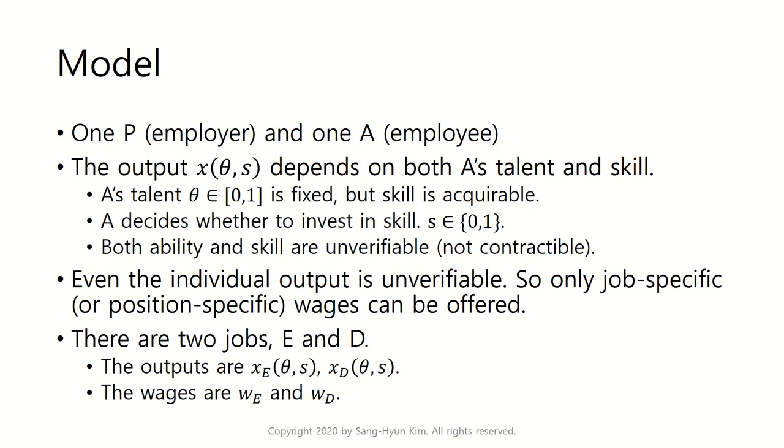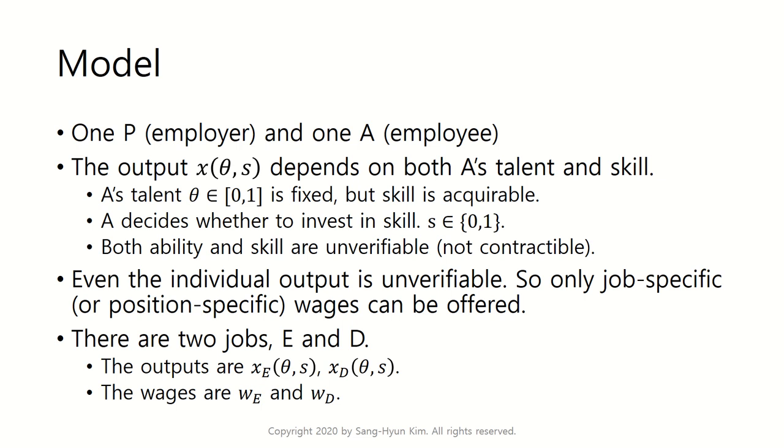And also more importantly, we'll assume that the output is not verifiable. So that's the key problem in this situation. In many situations in the real world, the output or the performance is not verifiable. So in that case, we cannot use a performance-based incentive scheme. So then we have to use something like a job-specific, job-based incentive scheme. And the entire system is called promotion. All right.